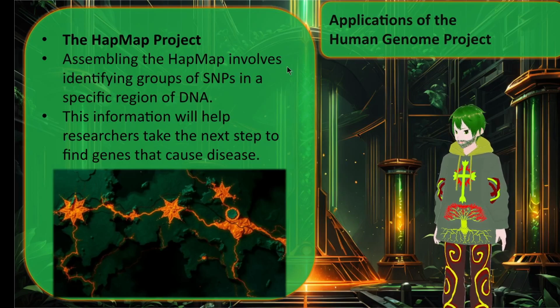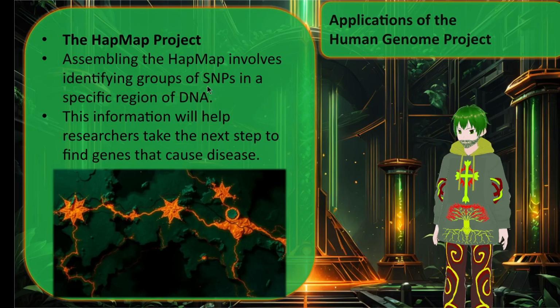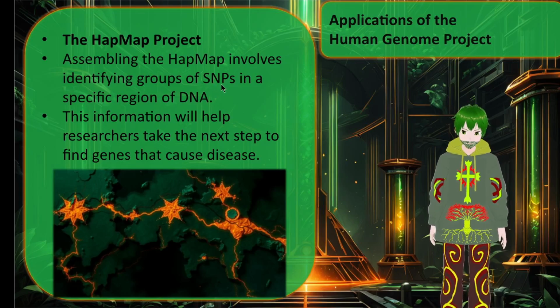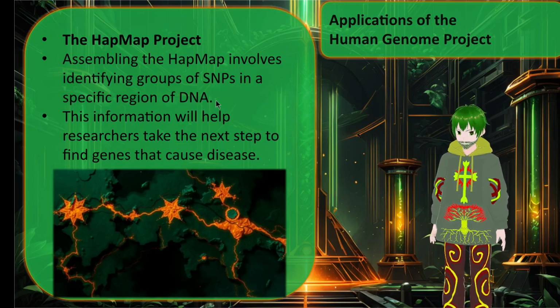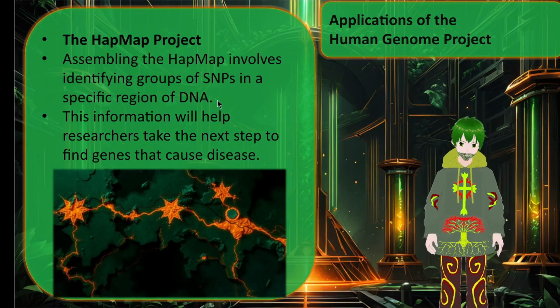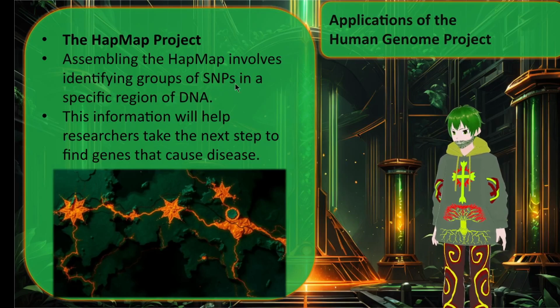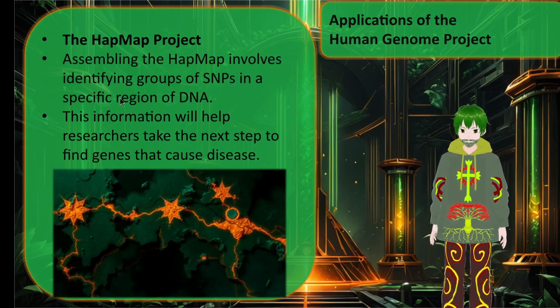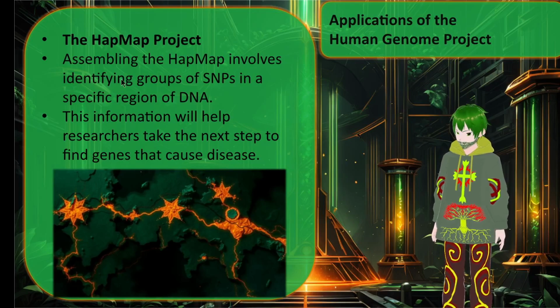Now, assembling the HapMap project involves the identification of groups of these single nucleotide polymorphisms in a specific region of DNA and from a specific people group, right? So you have to have that single point mutation and the people group that it's most commonly associated with to be able to identify it. So this information is then used to help researchers take the next step to find genes that cause diseases.